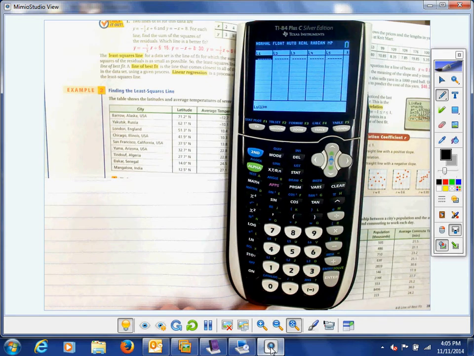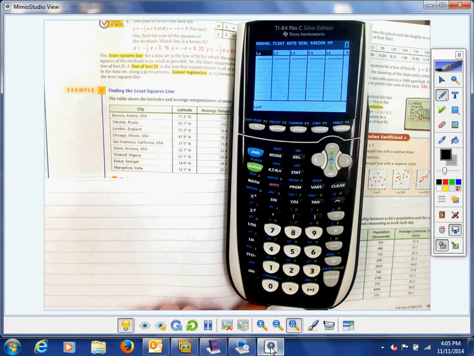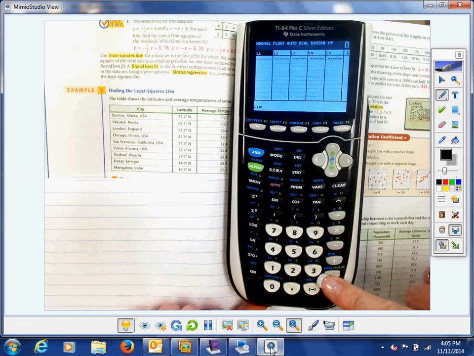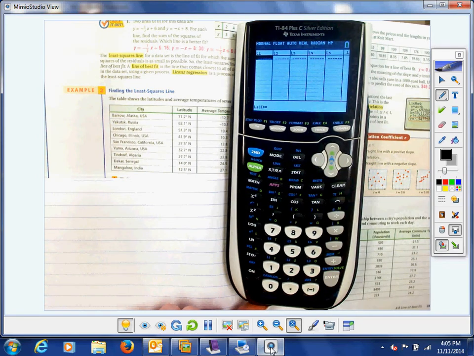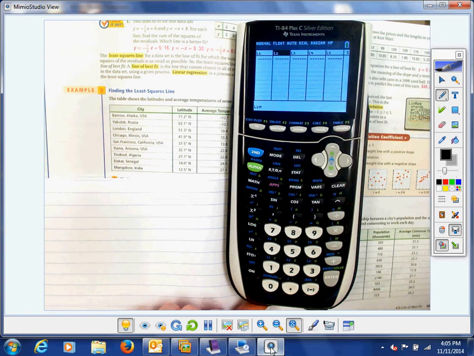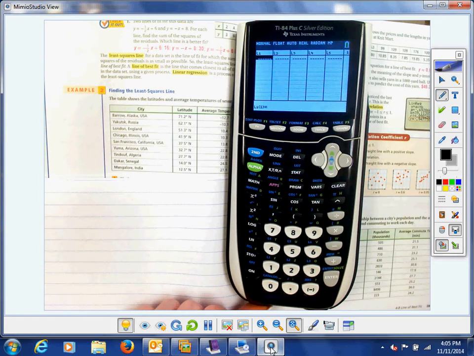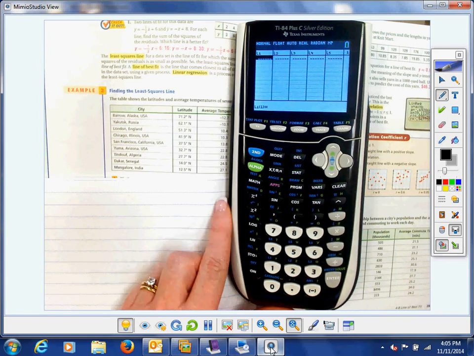Now, if there was data in the L1, there's a way you could clear it out. You could highlight L1 and hit clear, enter, and it will wipe out all the points in the L1 column. If there were points under the L2 column, the same thing. Just highlight L2, hit clear, enter, and all that data will disappear. So just make sure that your calculator has nothing under the L1 and nothing under the L2. Now let me show you how to plug in information on the L1.